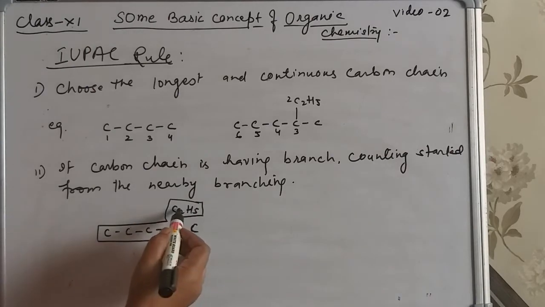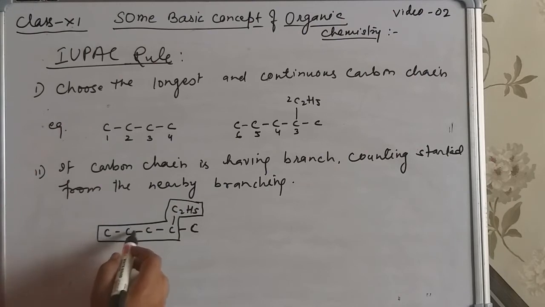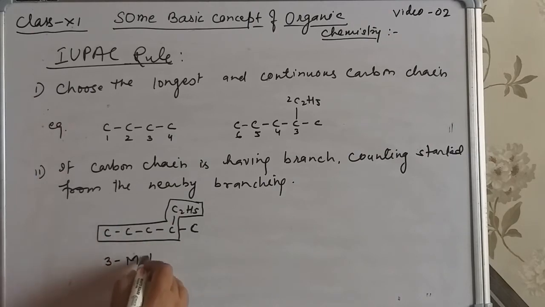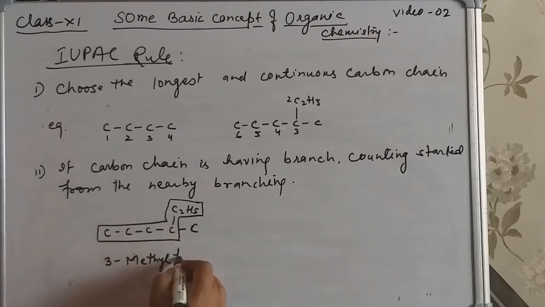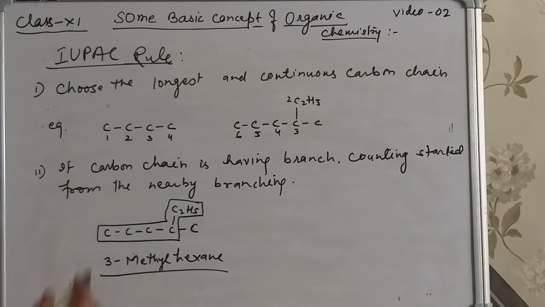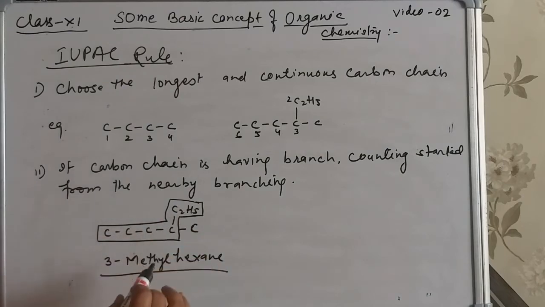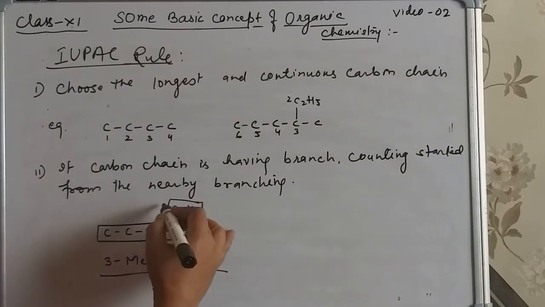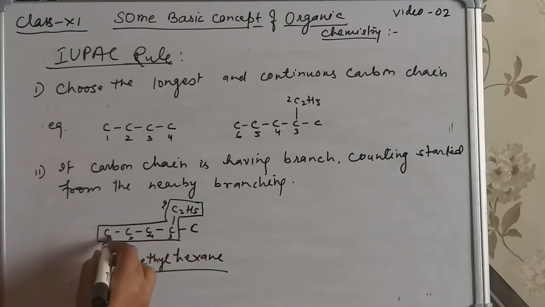So count to position 3. This branching comes at position 3. If we count from this side 1, 2, 3, 4, the branching comes at 4 position. So write the correct name of this compound: 3-methyl hexane. 3-methyl hexane will be the correct name of this particular compound. According to the rule, if the carbon chain is having a branch, counting is started from the nearby branching. So this is position 2, position 3, position 4, position 5, position 6.